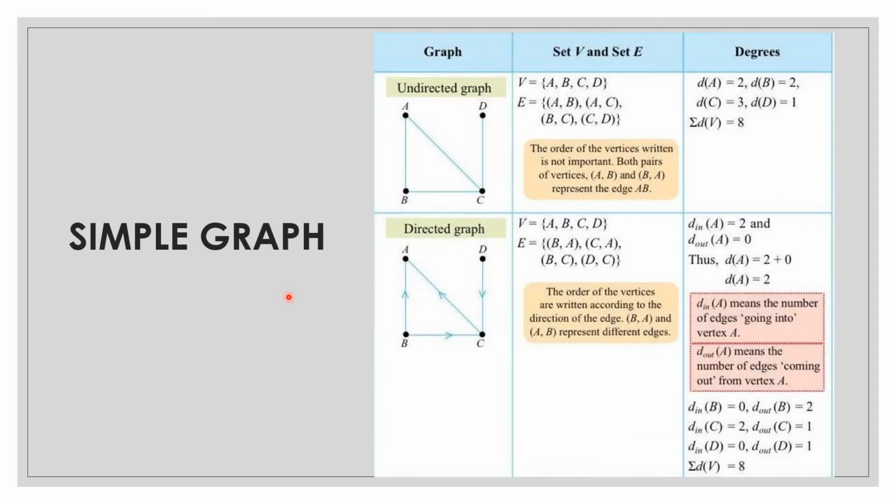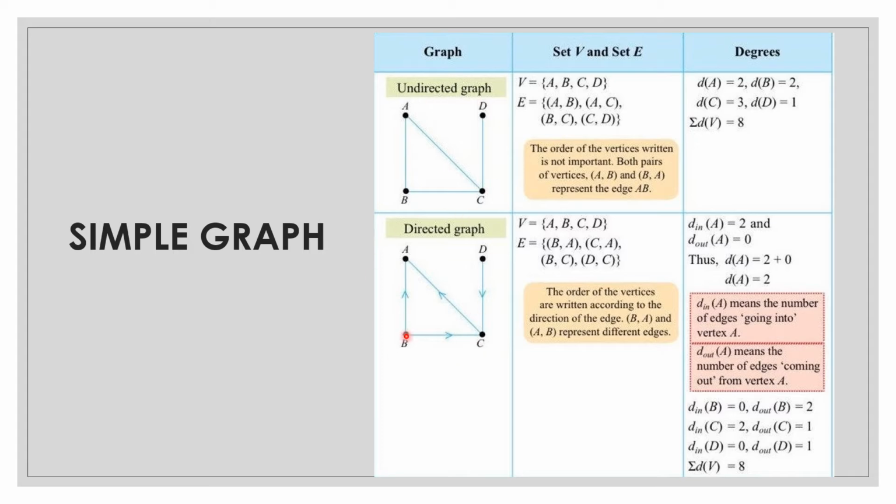The simple graph can be divided into 2 types, undirected graph and directed graph. Directed graph you have learned just now. And you can see that we focus on the edges. For the edge here, the order of the vertices written is not important. Both pairs of vertices AB and BA represent the edge of AB. So for the edge AB, you can write BA also, not necessarily AB. The order is not important.